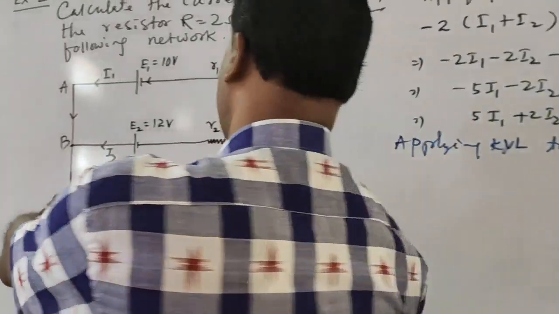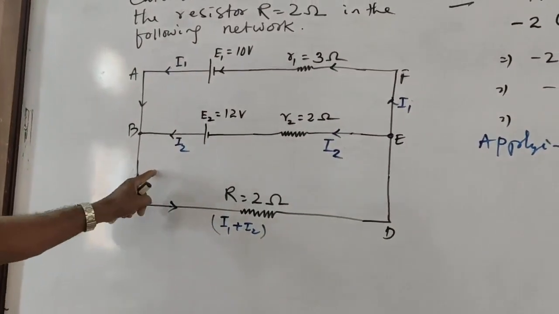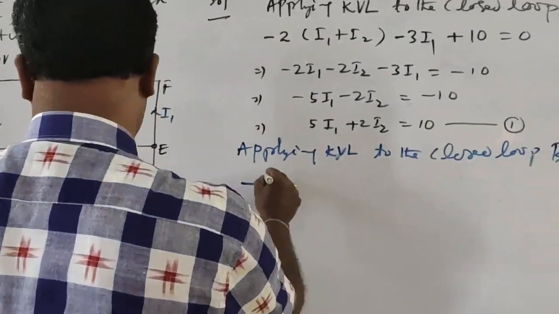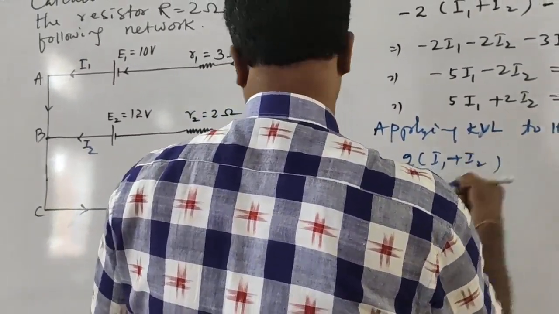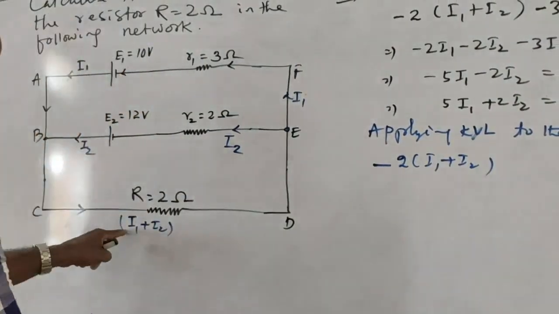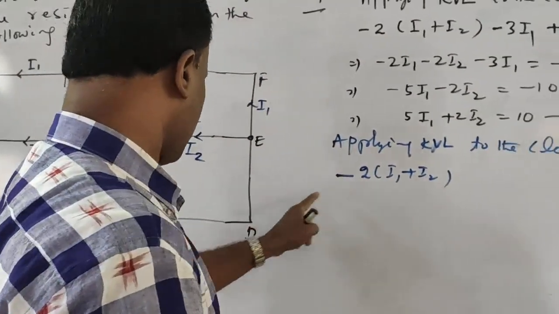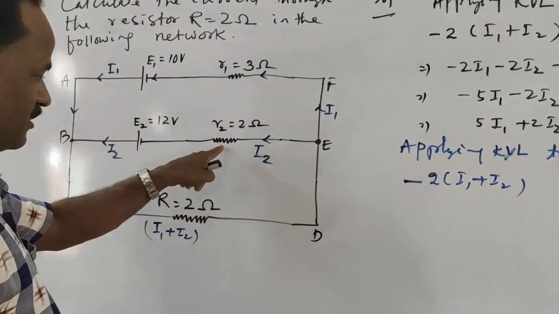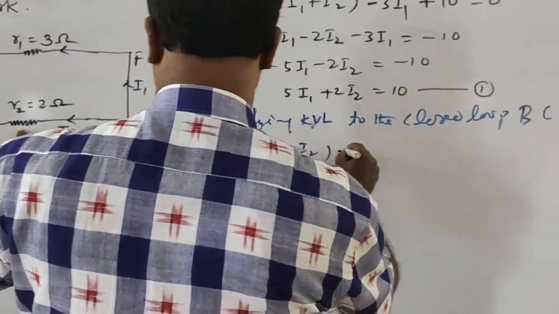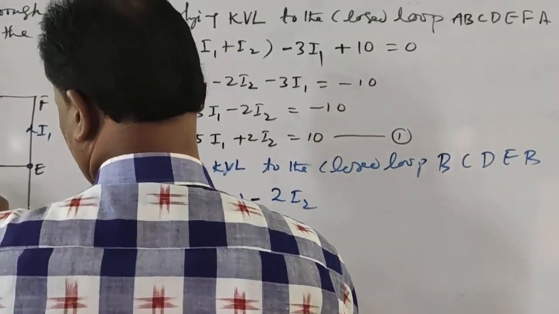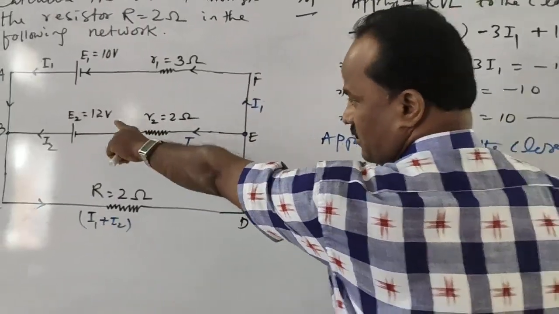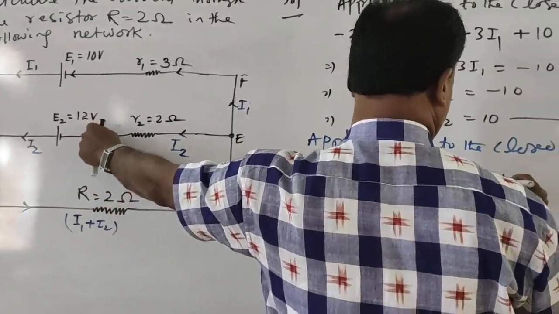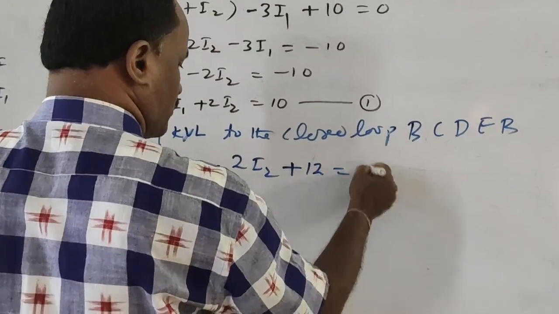Then again apply here, B to C, there is no resistance, there is no loss or gain of potential across BC, but from C to D there is a loss of potential which is 2 into I1 plus I2, because the traversal path is along the direction of current, there is a loss of potential taken to be negative. Then from D to E there is no drop or gain of potential. From E to B there is a resistor across which there is also a drop of potential which is 2 into I2, and the EMF in the circuit is 12 volt, and according to sign convention, 12 volt is equal to 0.